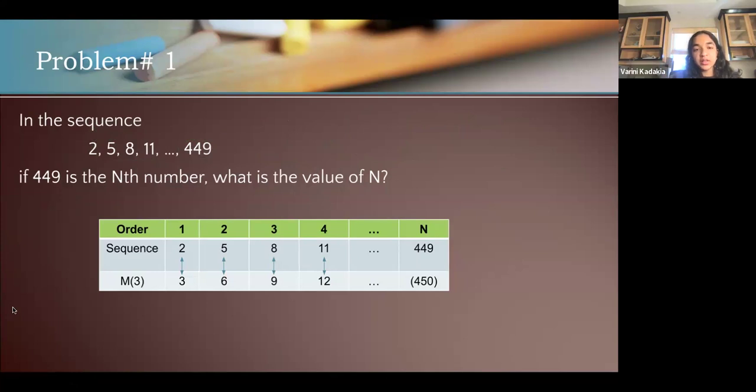Let's look at the order, or let's look at the table. The first number in the sequence is 2, right? The second number in the sequence is 5. The third number in the sequence is 8. Everyone gets that?